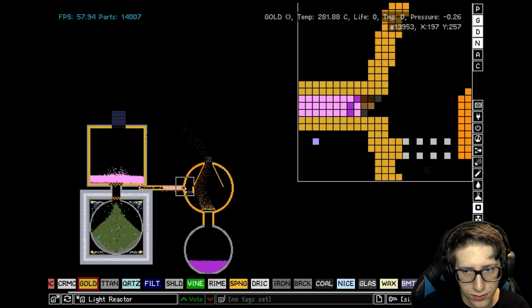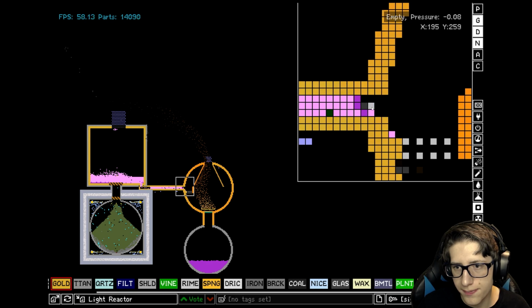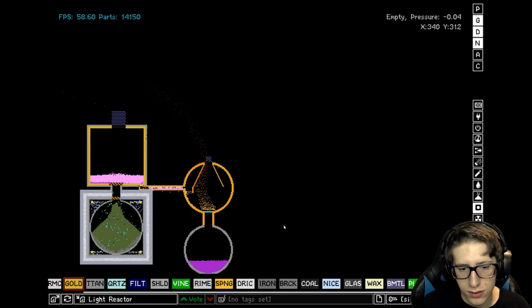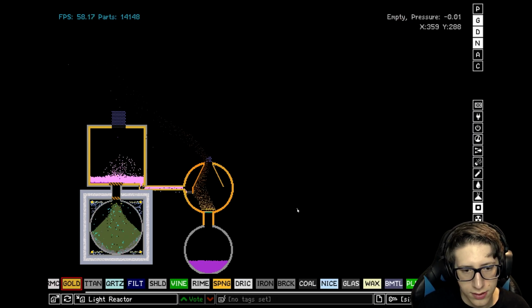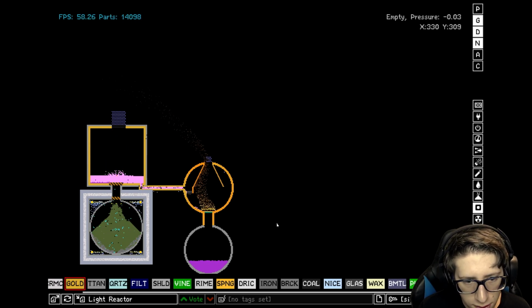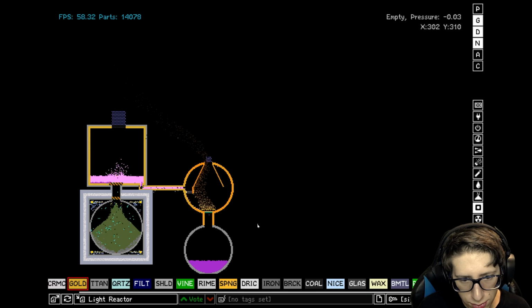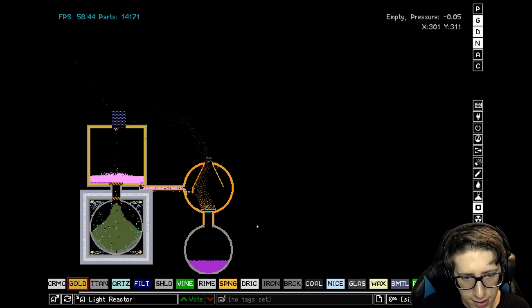Isotope Z makes it through. What is going on here? Oh, there was still some here, wasn't there? Yep. Okay. Alright. This seems to be working. Keyword is seems. But I believe it is actually working.